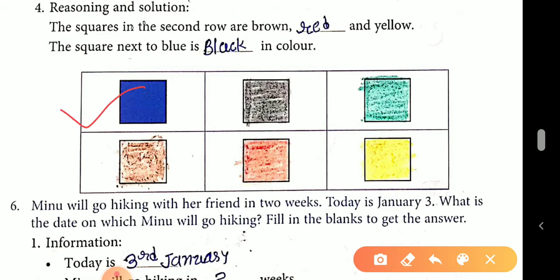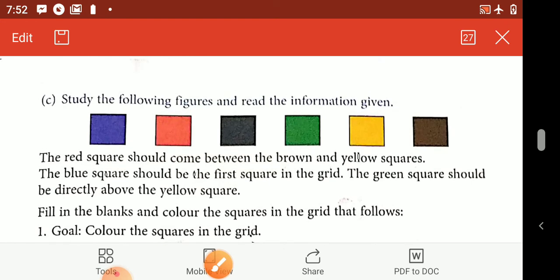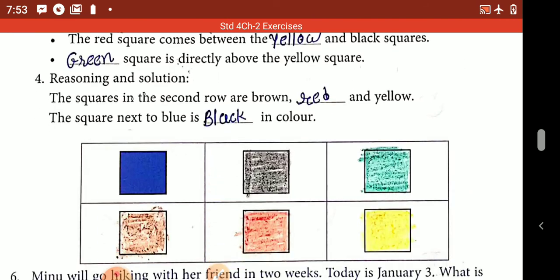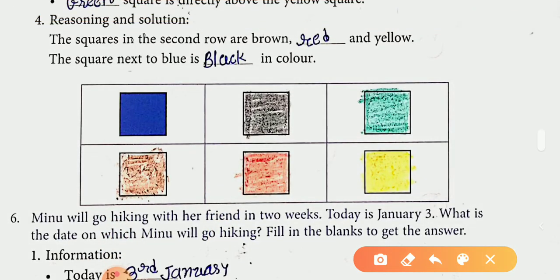So this first grid is blue color, second one is black, third one is green, fourth one is brown, and fifth one is red, and sixth one is yellow. So students, here your condition is the red square should come between the brown and yellow. It means your red color should come between brown and yellow. So here your solution is done.